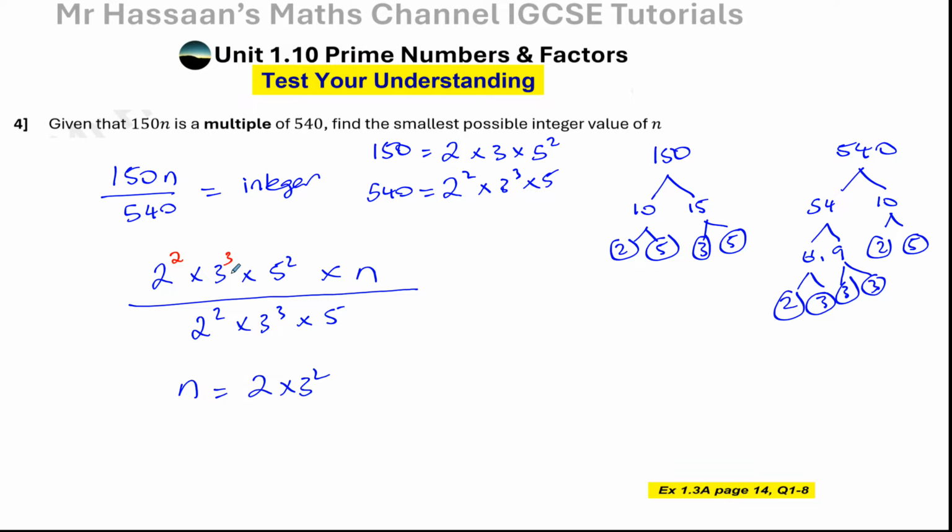So if this 2 became 2 squared, you have to multiply by 2. And if the 3 became 3 cubed, you have to multiply by 3 squared. So n must be 2 times 3 squared, which is 2 times 9, which is 18. So n is equal to 18. And that concludes this question, and it concludes this test your understanding. I hope that was clear and you understood how to deal with these questions.